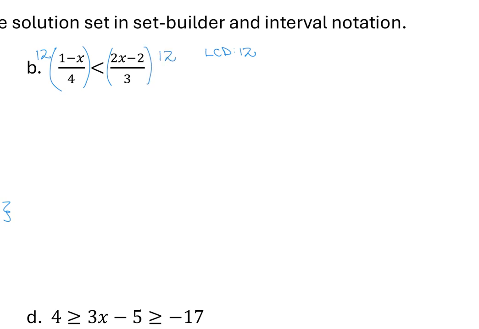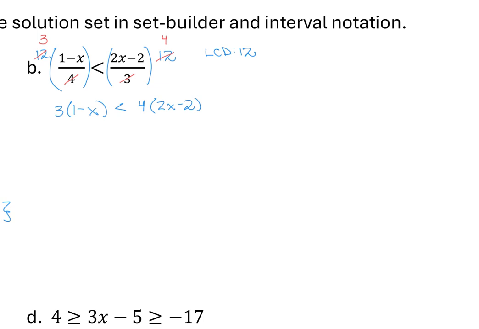And if we multiply both sides by 12, on the left side, my 12 and my 4 cancel, leaving me with a 3. And so we're going to bring down 3 times 1 minus x. And on the right side, 12 and 3 cancel, leaving me with 4. And so we are left with 4 times 2x minus 2. Here we multiplied by a positive number, not a negative, which means that we do not have to flip our inequality sign.